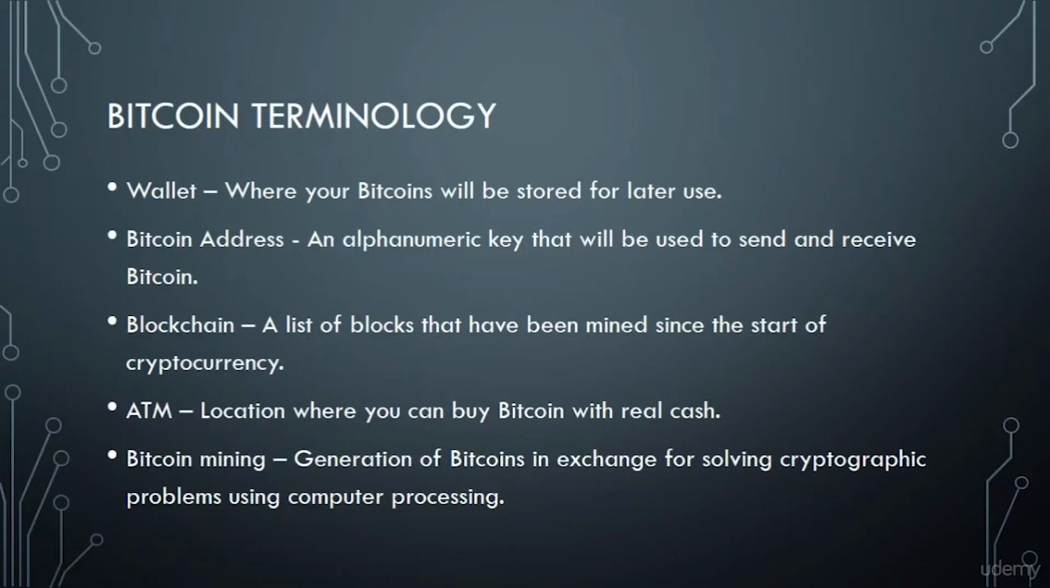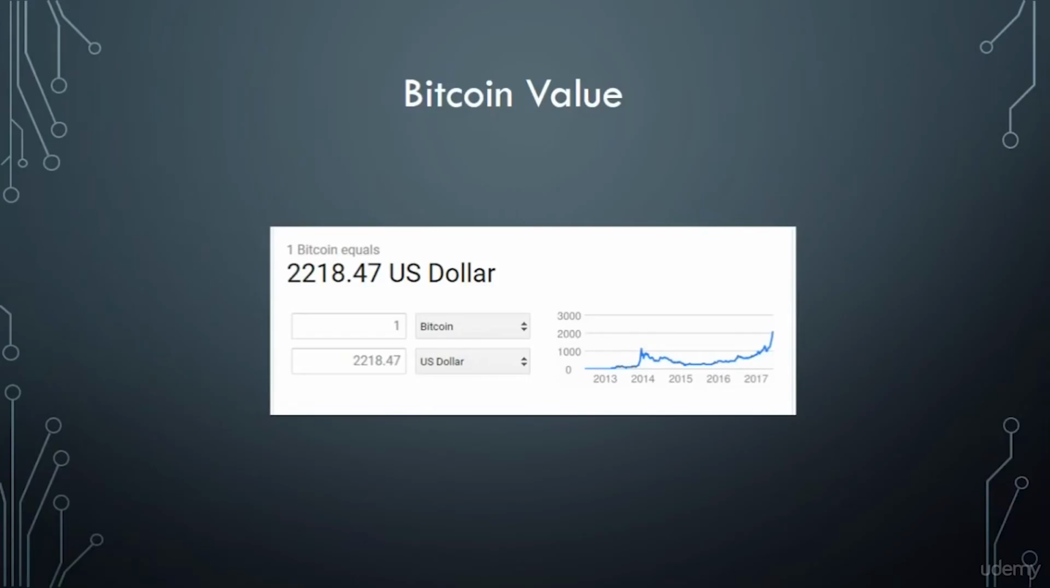So it is a money making scheme. Now let's look at the Bitcoin value, because I think it's very essential that we understand what I was pointing out earlier. As of recording this video, the Bitcoin is 2,218.47 US dollars. That's one Bitcoin.